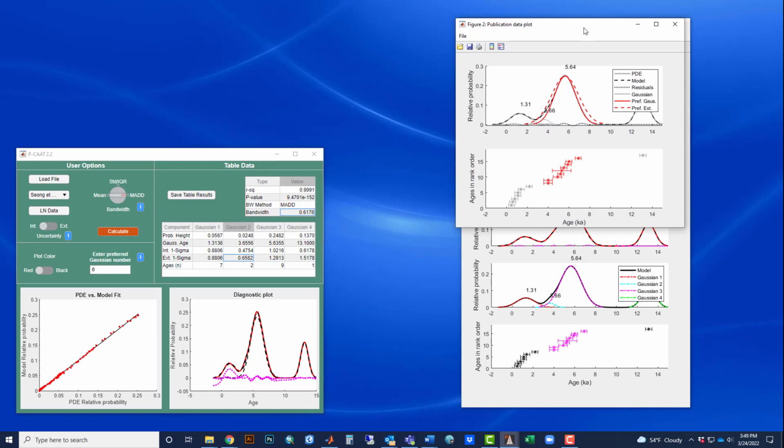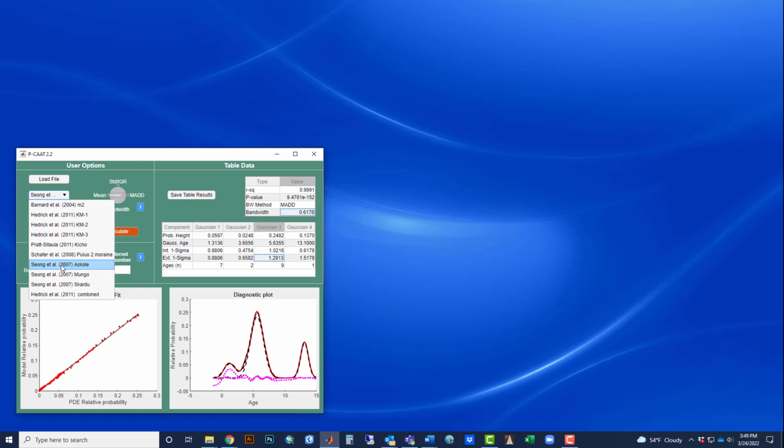And that's what that plot would look like. 5.6 thousand years, internal uncertainty of 1,000 and external uncertainty of 1.3 thousand. I think that's a pretty reasonable age estimation for this data set. Let's move on to the Mungo stage.